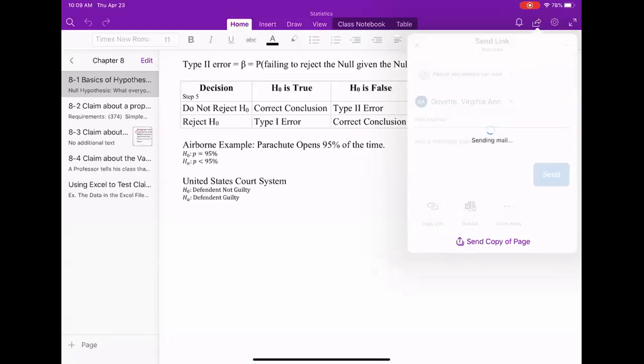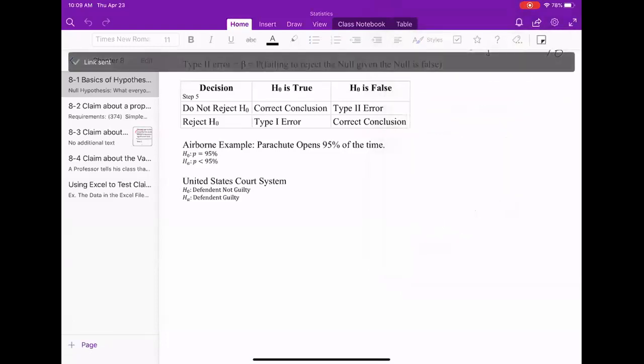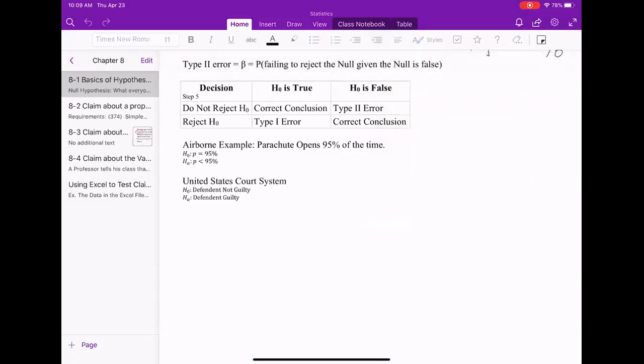So you'll be getting a LinkedIn thing in the email. You just click on the link and it'll take you to my OneNote. And then you can download it to your OneNote, where it's part of the Office 365 software package that you get for being a student.